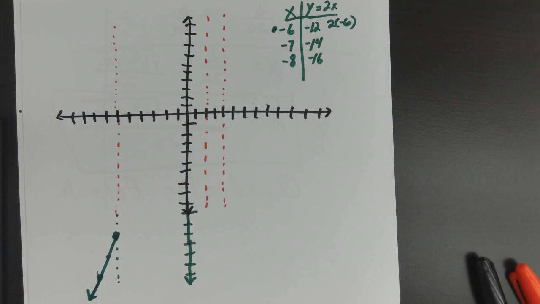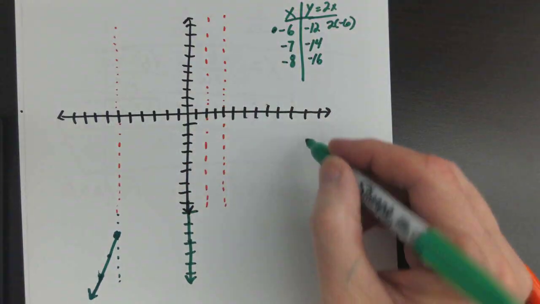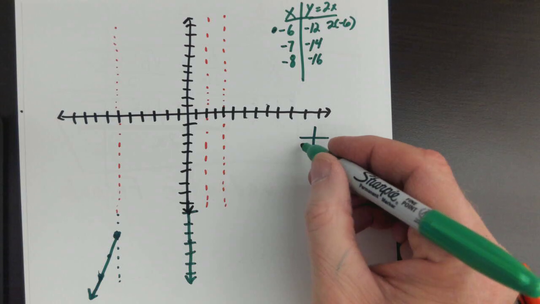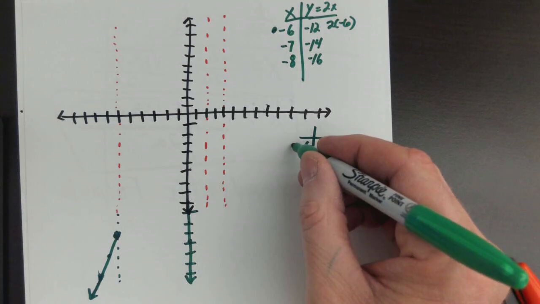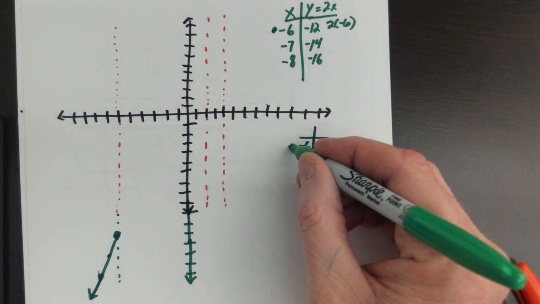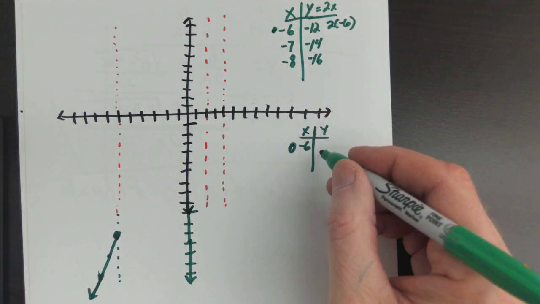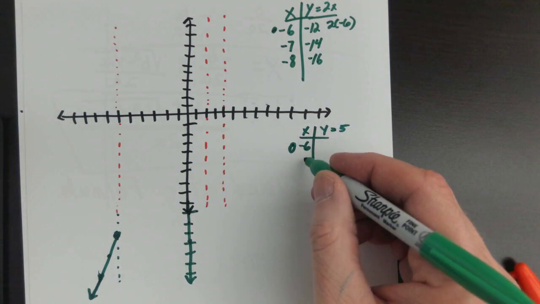Now, the second part is from -6 to 2. I'm going to just skip some. Now this gets an open circle, right? This is the x and the y equals 5. So that's going to be an open circle.